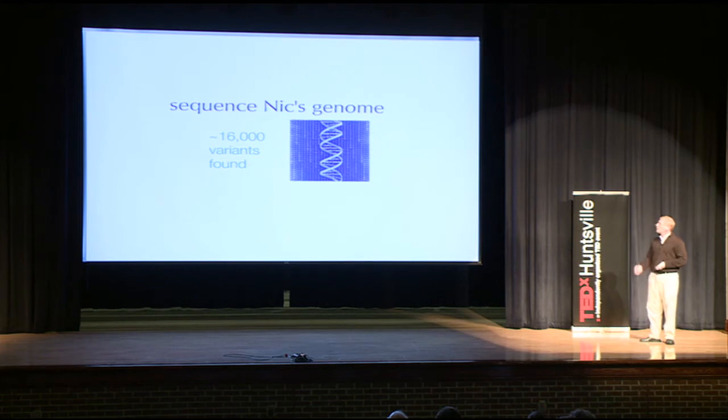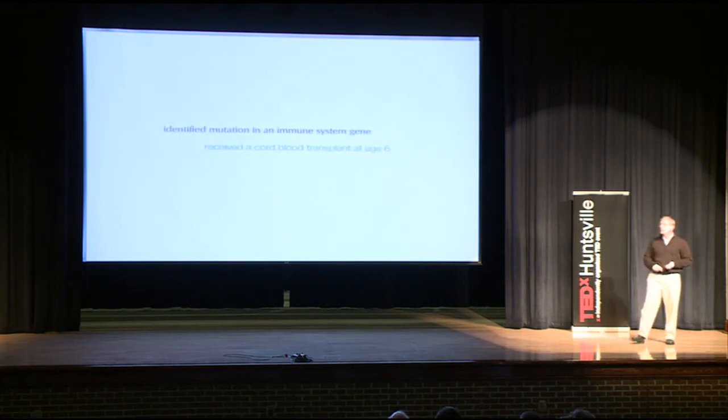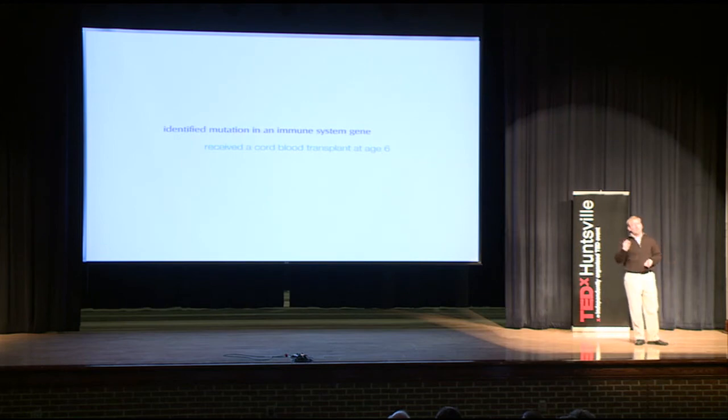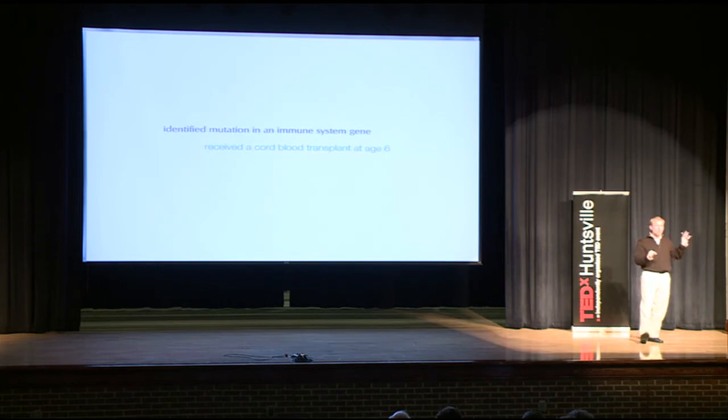After a lot of bioinformatics work, they found a single change in an immune system gene. And they had found other patients with mutations in this immune system gene that didn't have the same symptoms Nick had. Nobody had ever been seen with Nick-specific symptoms. But these other individuals were treated with a bone marrow transplant. So Nick, at the age of 6, underwent a cord blood cell transplant. That's a lot like a bone marrow transplant.